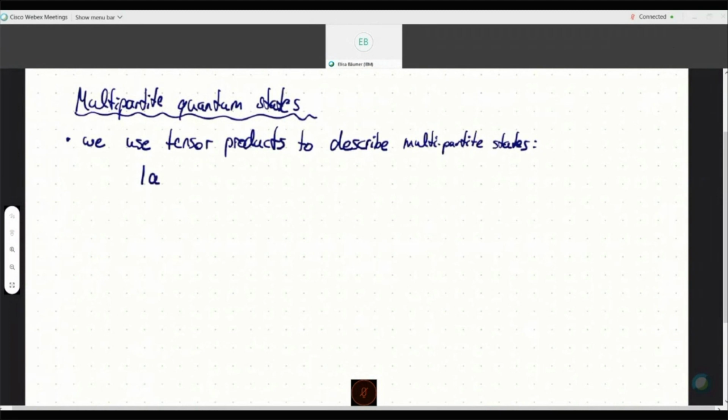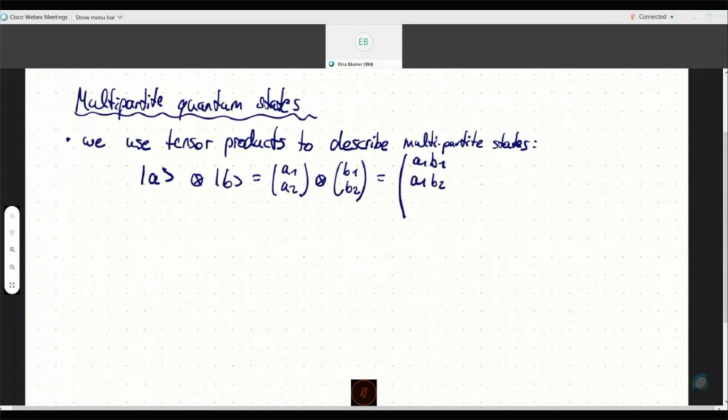So the way it works is I have two states. I have state A on one qubit and state B on the other qubit. So just two vectors, A1, A2, tensor B1, B2. Now if I take the tensor product of two two-dimensional vectors, I will get one four-dimensional vector. What I'm doing is I'm taking the first element of the first vector multiplied with the first element of the second vector. Then the first of the first vector times the second element of the second vector, and the same with the other two elements. So I'm getting a four-dimensional vector.